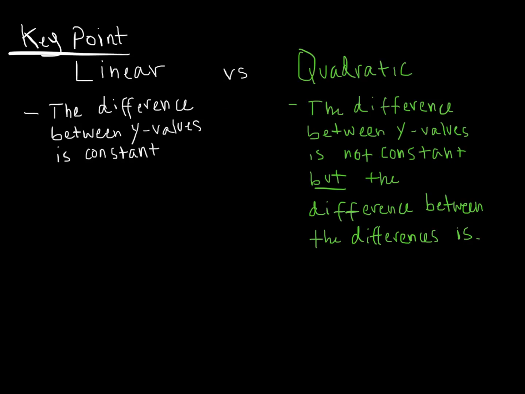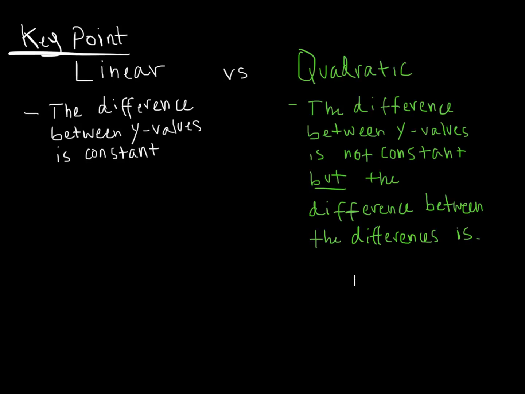All right, so here is the key point we've honed in on. So for a linear function, the difference between the y values is constant. Whereas for a quadratic, the difference between the y values is not constant, right? But the difference between the differences is. And to help you understand this, you can go back to the sketches that we mapped out, where if you have a linear function, every time you move the same distance in the x direction, you're going to step up by the same amount in the y direction.